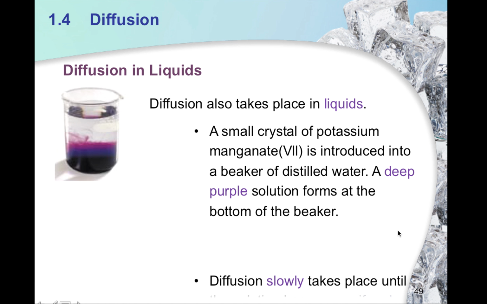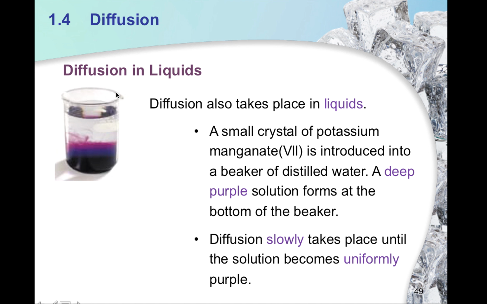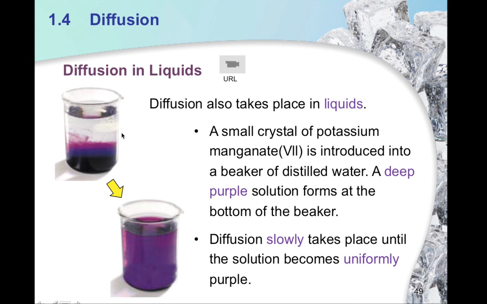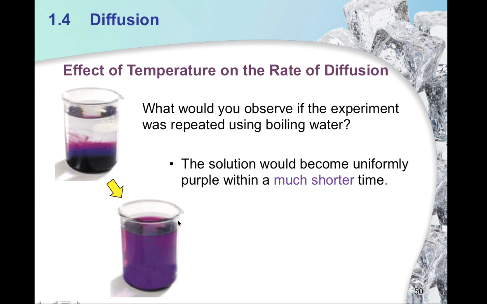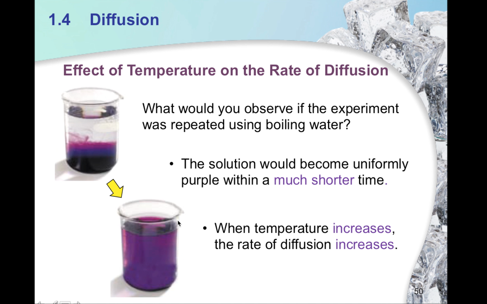Diffusion in liquids, for example: potassium manganate(VII) is introduced into the beaker, and this forms a very dark purple solution at the bottom compared to the top. When diffusion occurs, the purple potassium manganate(VII) will diffuse to the top layer to form a uniform purple solution. If you want to speed this up, you use a higher temperature, and this will result in the rate of diffusion also increasing.